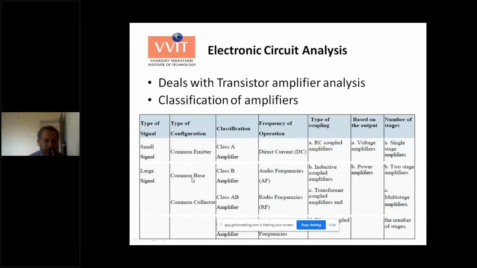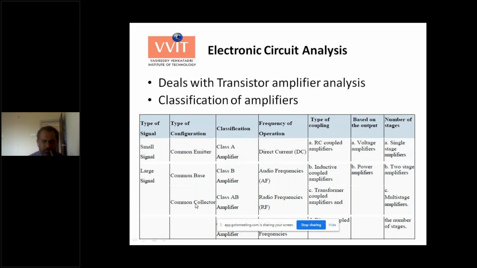When we started learning about amplifiers, we called it the common emitter amplifier. This is based on configuration: common emitter amplifier, common base amplifier, common collector amplifier. Then there is a classification based on output power level: Class A amplifier, Class B amplifier. Class B, Class C, or Class AB amplifiers are known as power amplifiers. And based on frequencies, audio frequency amplifiers, radio frequency amplifiers, and UHF, VHF amplifiers, which are used in TV transmission and TV reception.